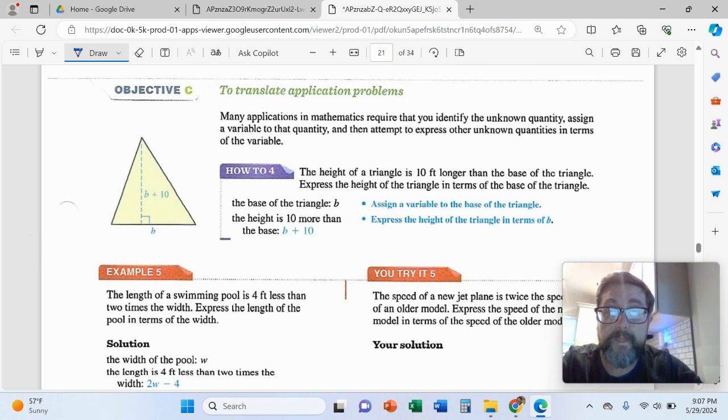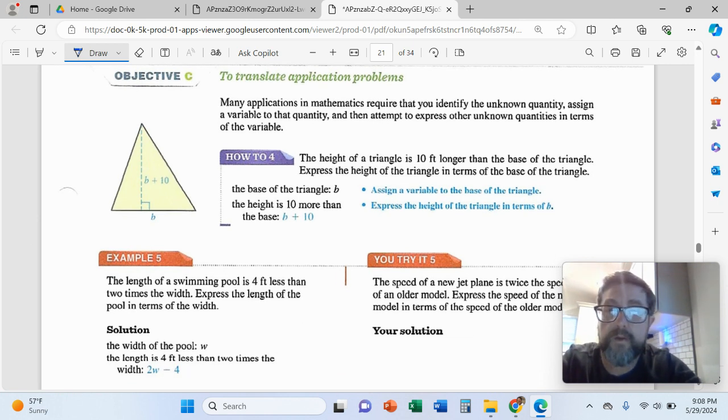Okay, so the height of a triangle is 10 feet longer than the base of the triangle. So we know the base is b, and then we take the base plus 10, which is the height. The bottom to the top point is 10 feet higher. So we do b plus 10. So the base of the triangle is b. The height of the triangle is 10 more than b, so it's b plus 10.